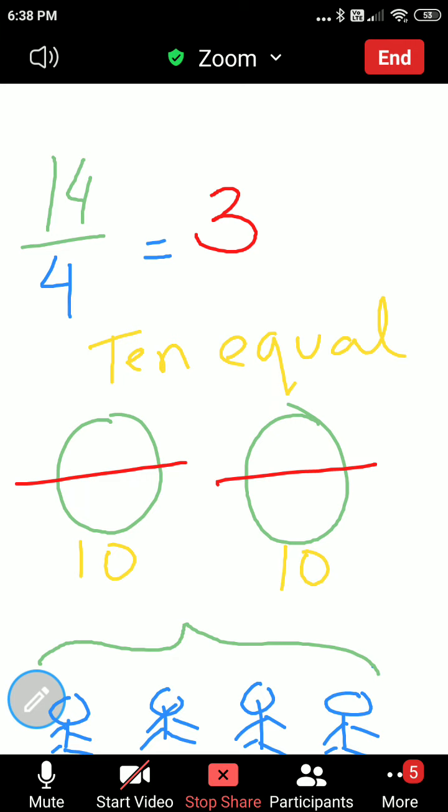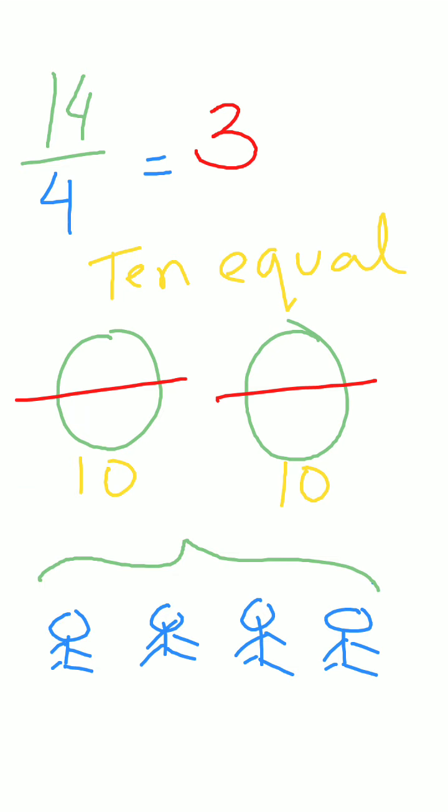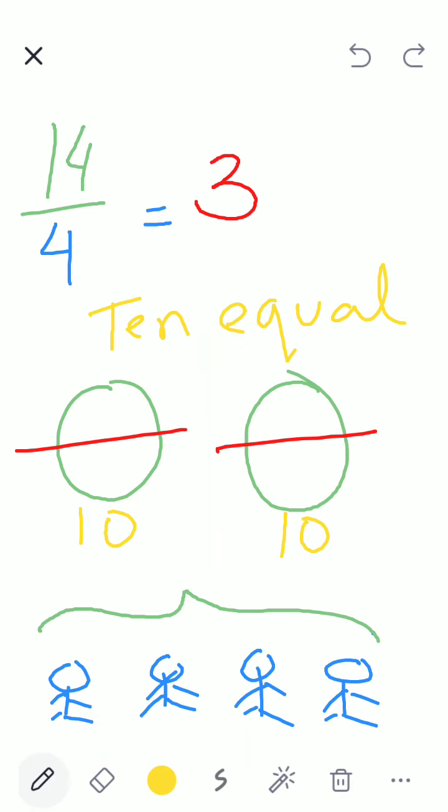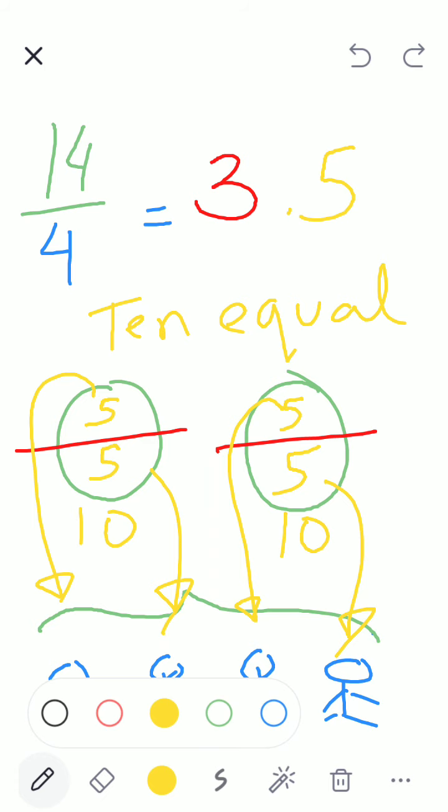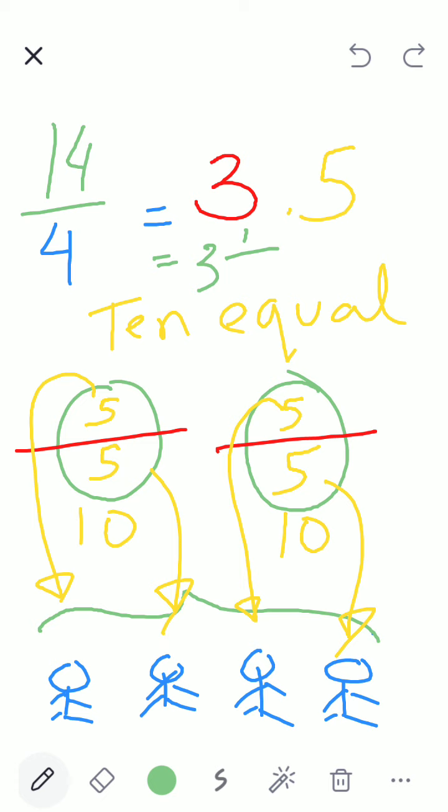So I will get 10 pieces here, 10 pieces here. If I divide these 10 pieces into 2, how many pieces will each one get? 5, 5, 5, 5. Correct? So each one will get 5 pieces. That is why in decimal form I will write 0.5. So what all did we get? We got 14 by 4 is 3.5 in decimal form, and we also got it in mixed fraction form 3 and a half, which is nothing but all are the same.